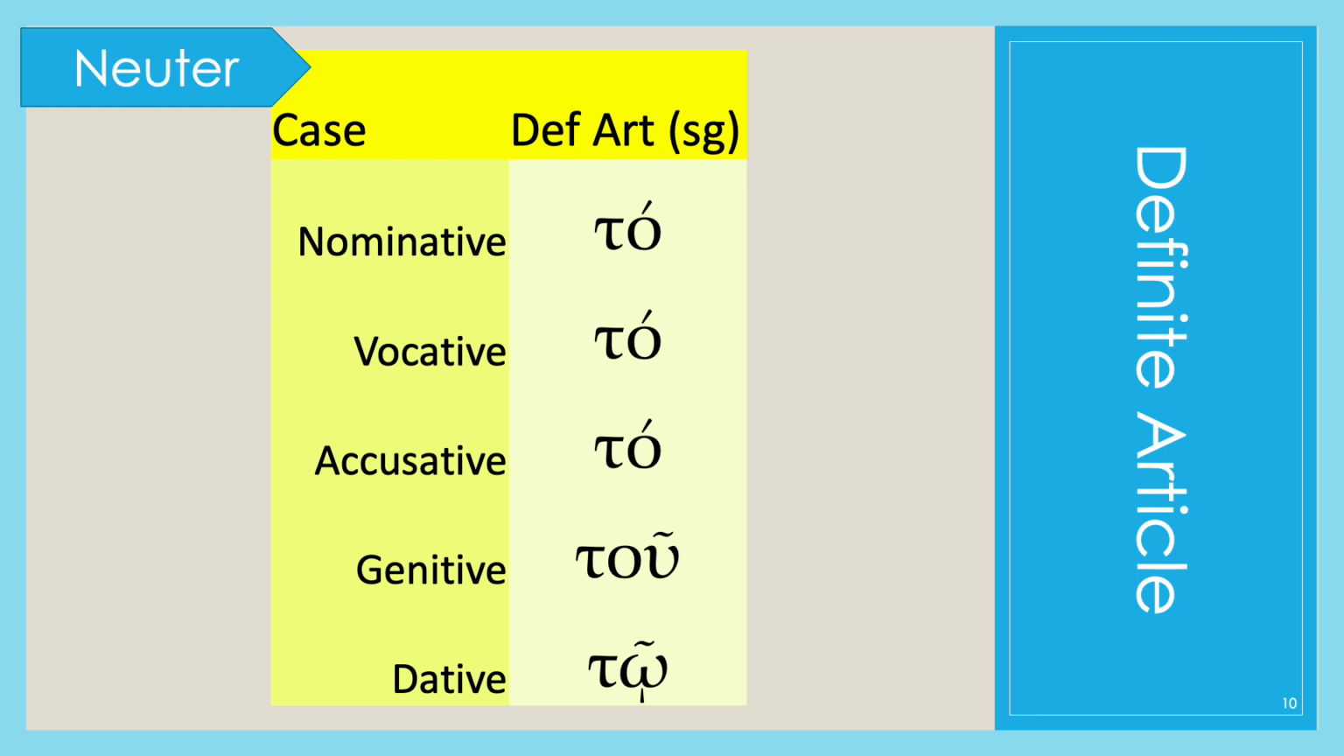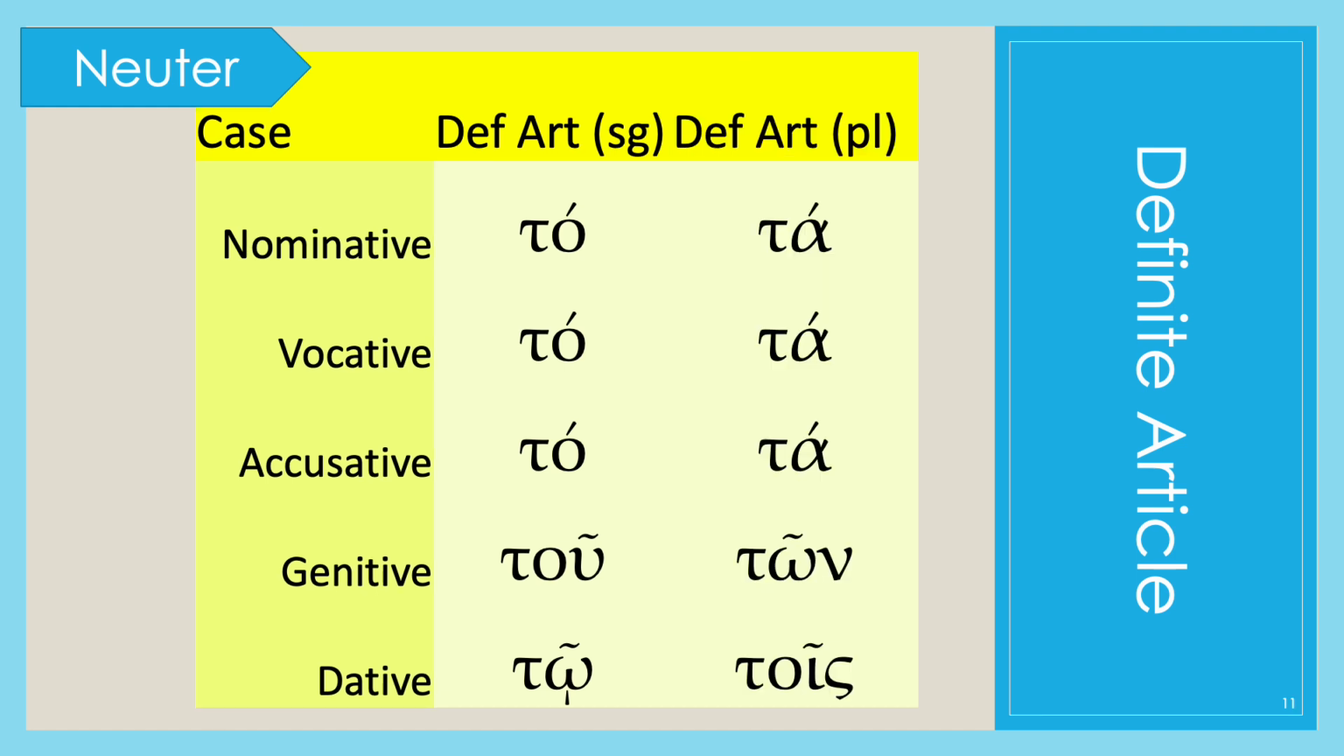The genitive and dative singular in the neuter are the same as the equivalents in the masculine. Moving on to the plural, it's ta for nominative, vocative and accusative, still tone for the genitive plural, and like the masculine, tois for the dative plural.